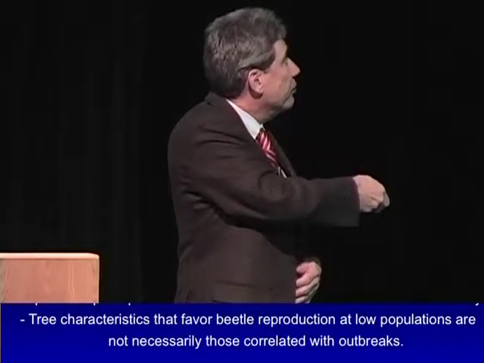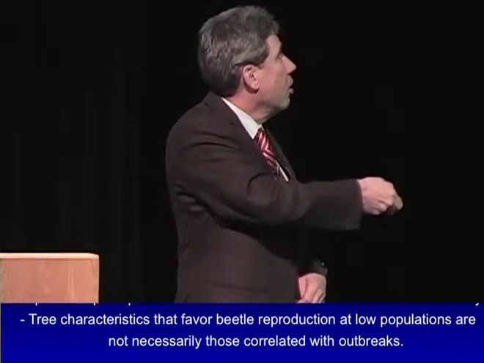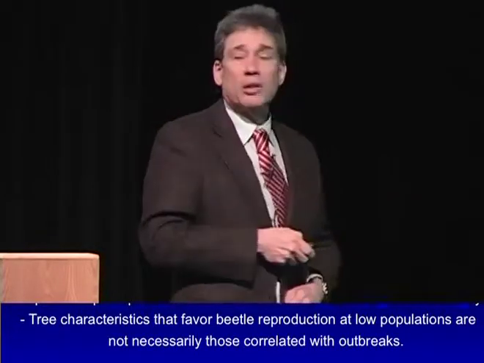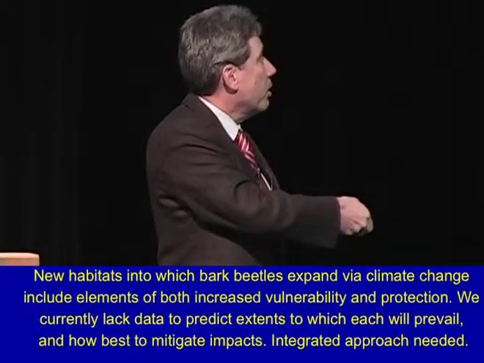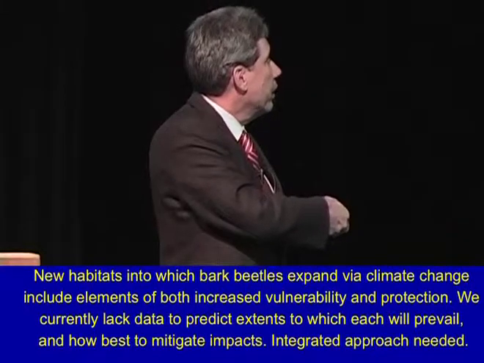Tree characteristics that favor beetle reproduction at low populations are not necessarily those that are correlated with outbreaks. You know, we like to say a lot that correlation does not denote causation. But I think we often forget the opposite of that, that the absence of correlation does not denote the absence of causation. And we can see that when we explore tree defense and resistance, how something can be so critical in whether or not an outbreak occurs, but is it correlated with the onset of the outbreak once it's underway, how quickly it moves, how big it gets? Absolutely not.